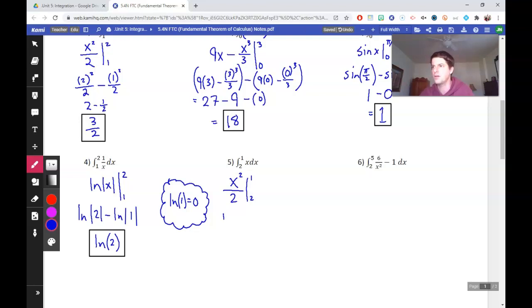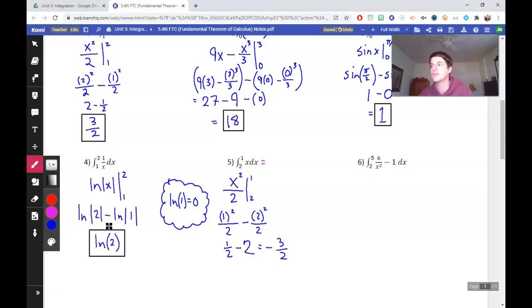And if we plug in 1 first, it's very important to recognize you're not just plugging in the bigger number first, you're plugging in the top number first, right? Minus, plug in the lower bound. And what do we get? We get 1/2 minus 2, which is -3/2. Okay, and that's of course the opposite of positive 3/2.